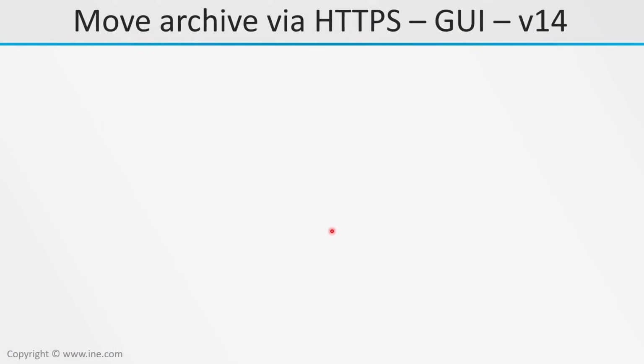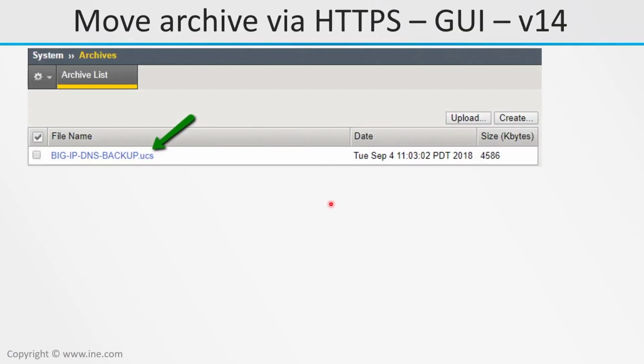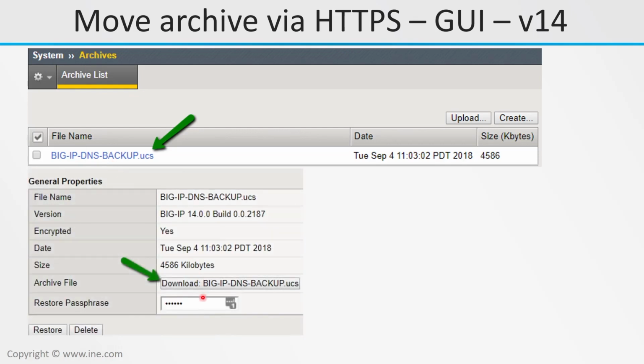Okay, so you've created the archive. Now we can move off the archive locally or manually by going to the HTTPS GUI and going to System Archives and just clicking on the UCS file, and then we can download it. Also, to restore that same UCS archive locally to the box, you would have to type in the passphrase you used to create the archive and click restore. But in this case, we're just downloading the UCS file.